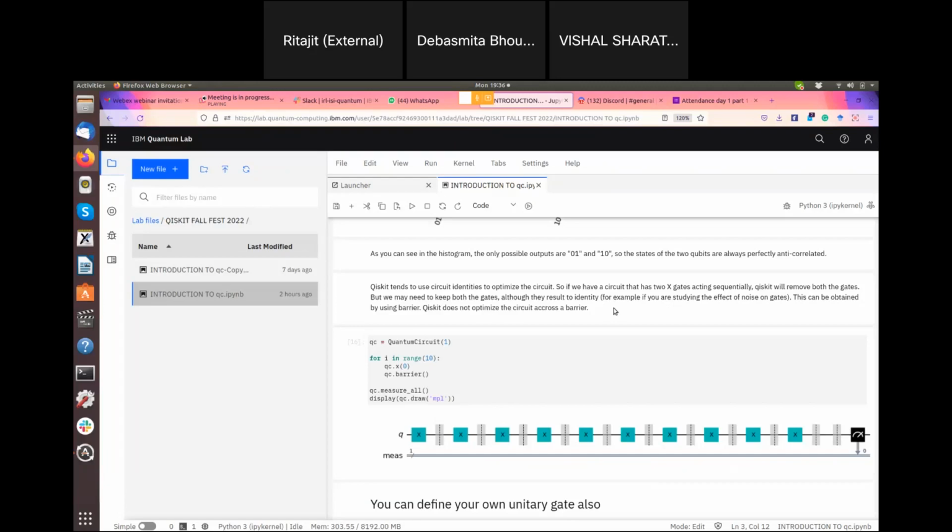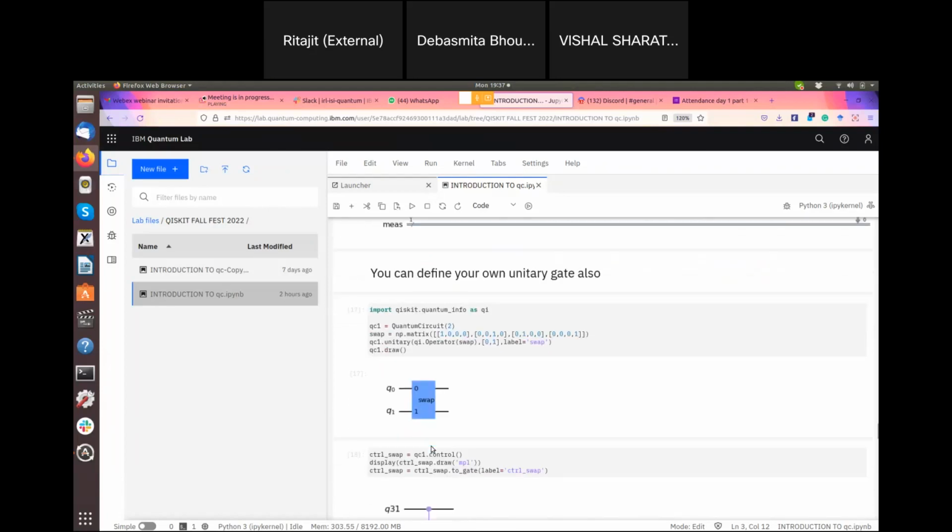So we can use barriers. If we give the barriers, then Qiskit will not remove these X gates and combine them into one identity. So this may be helpful in drawing circuits in future. So here we have taken many X gates, and for a barrier we have to put QC.barrier, and you can see this gray kind of line. This doesn't do any work, it is basically for better visuals.